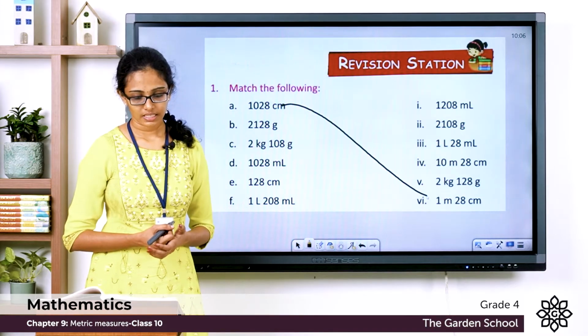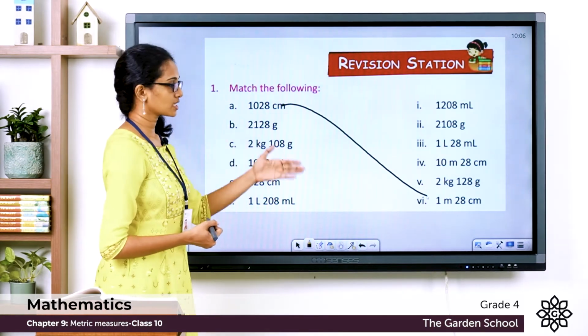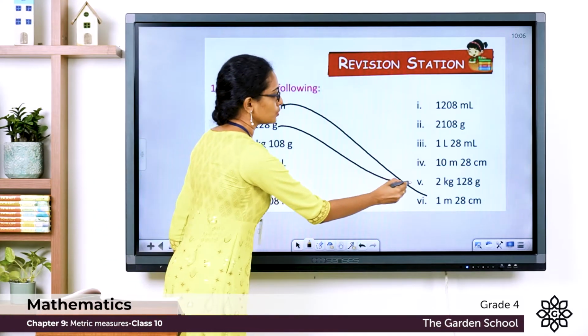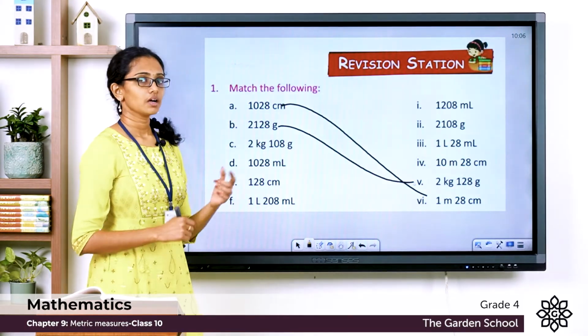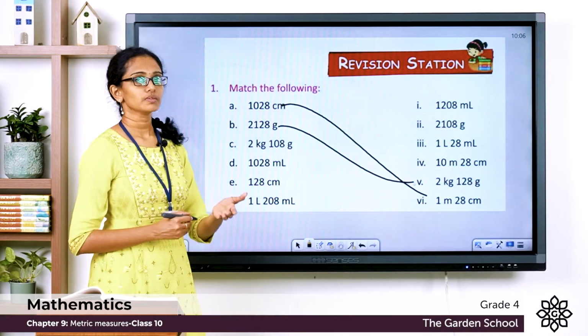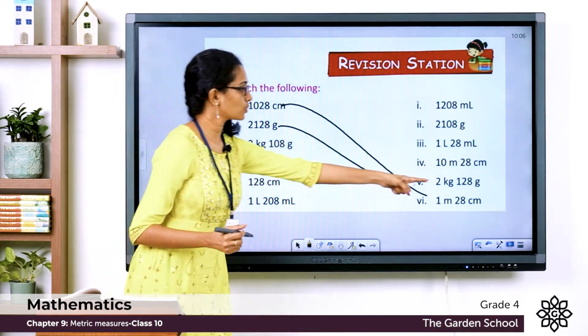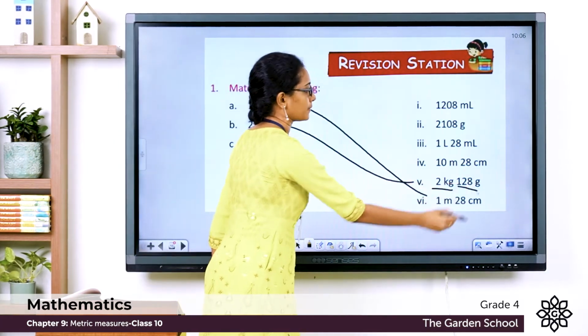Now the next question is 2128 gram, and which is the correct match for it? 2128 gram is equal to 2 kilogram 128 gram. 1 kilogram is equal to 1000 gram. So 2000 gram will be equal to 2 kilogram, and there we have 128 gram here.